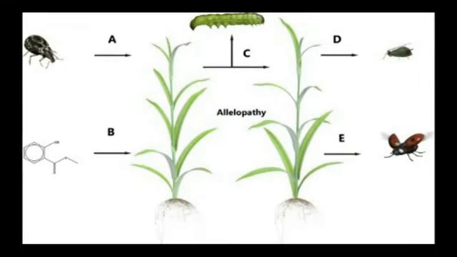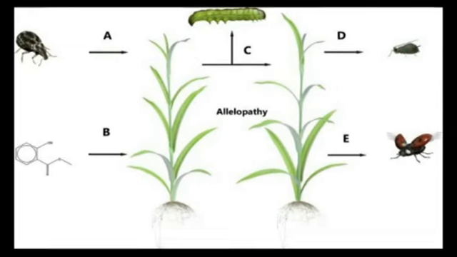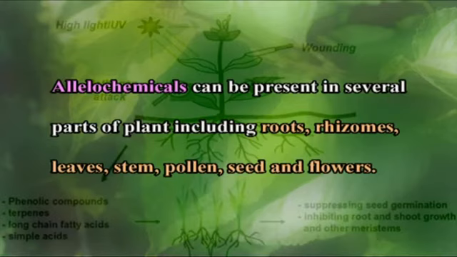Most of the allelochemicals are classified as secondary metabolites and are produced as offshoots of the primary metabolic pathways of the plant. Some allelochemicals are known to have structural functions, that is intermediates of lignification, or to play a role in the general defense against herbivores and plant pathogens. Allelochemicals can be present in several parts of the plant including roots, rhizomes, leaves, stem, pollen, seed and flowers.